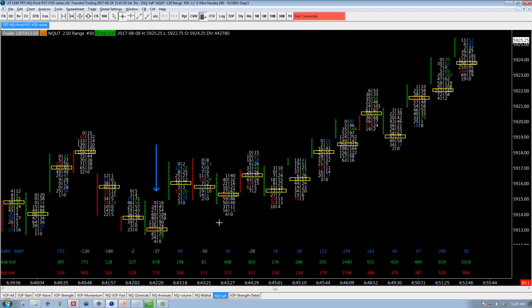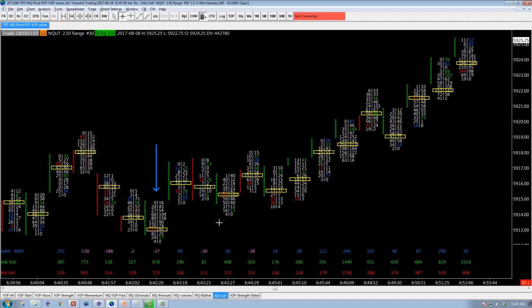That is the difference between the two. So you take the ask volume and you subtract from it the bid volume, and you get the delta. We're going to use this in a moment to help us understand the relationship between the buying and selling over time.